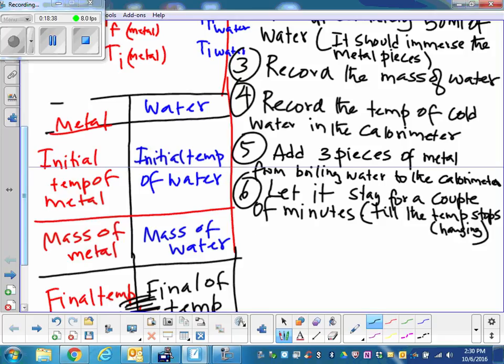Okay. What is my next step? What do I do? Have I recorded everything? I'm done? No. Okay, what more do I need? I need to find my final temperature. All right. Record the final temperature.